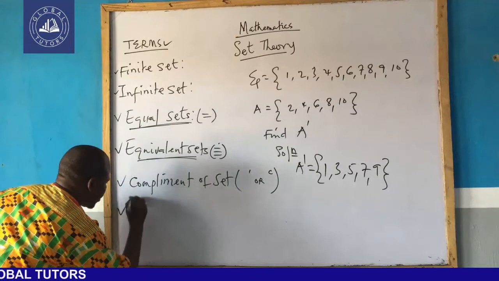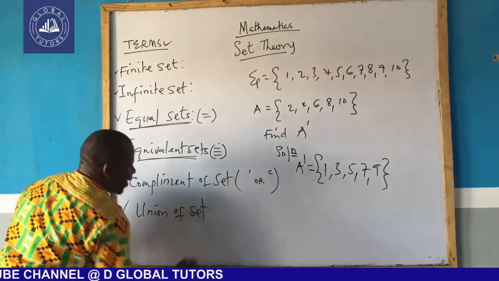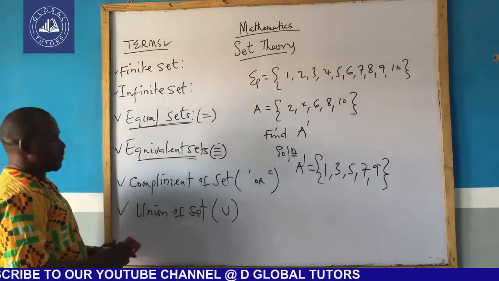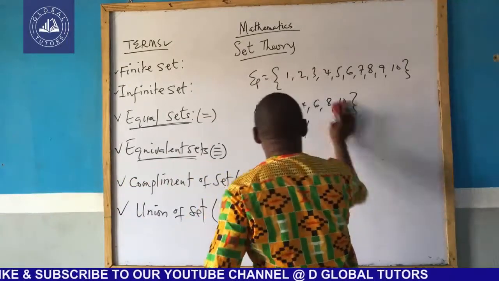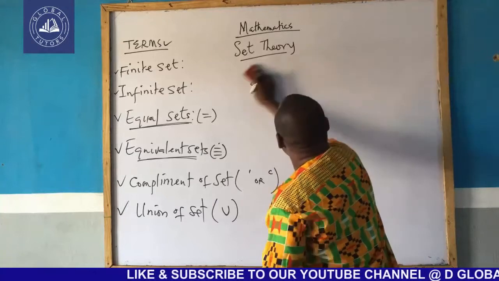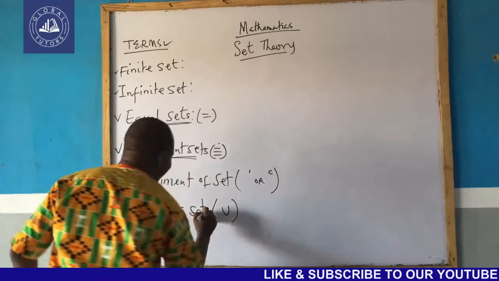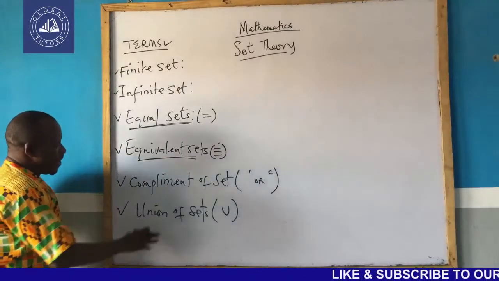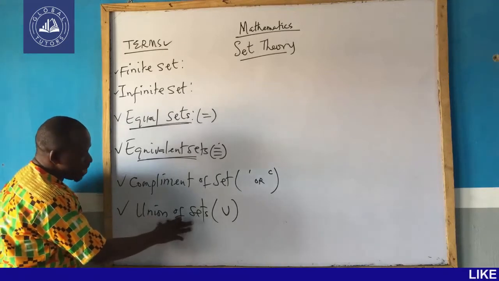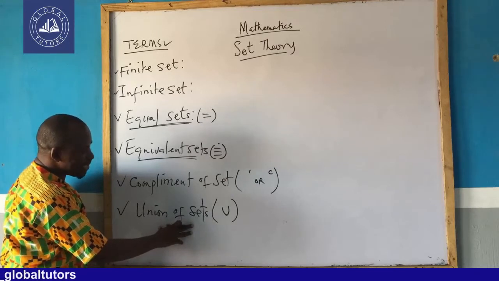Another term, union of sets. It has a symbol U, like this. Now, I will explain union of a set with an example. What do we call union of a set? Finding the union of a set means listing the elements in all the sets in question without repeating any.